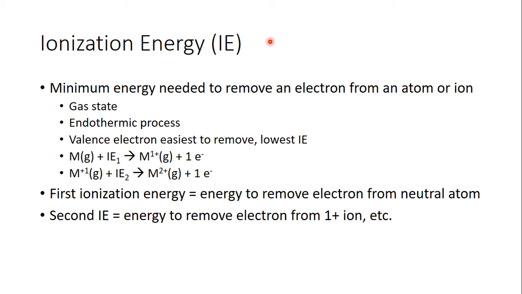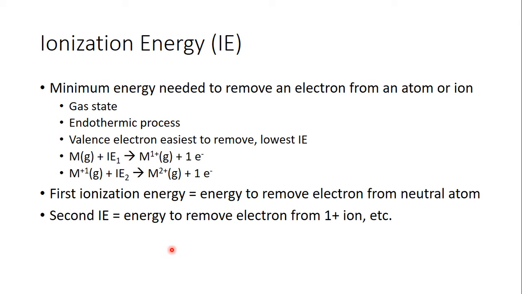Ionization energy is the energy it takes to remove an electron from an atom. This is an endothermic process. That means that it takes energy to remove an electron. All these measurements are made in the gas state because it's really hard to remove electrons from a solid or liquid, while in the gas you can do that easily enough. And generally, the valence electrons, or electrons that are furthest away from the nucleus, are the easiest to remove. Therefore, they have the lowest ionization energy.